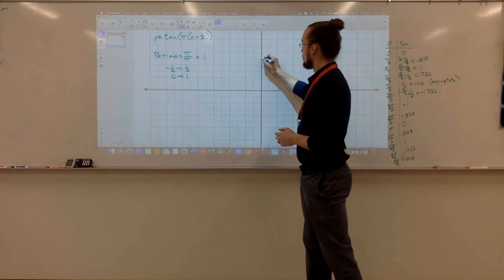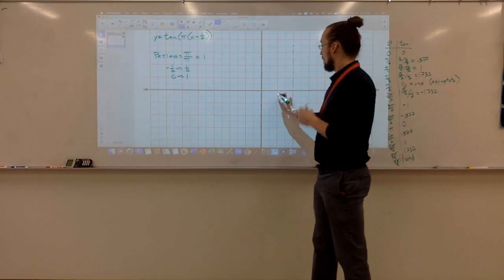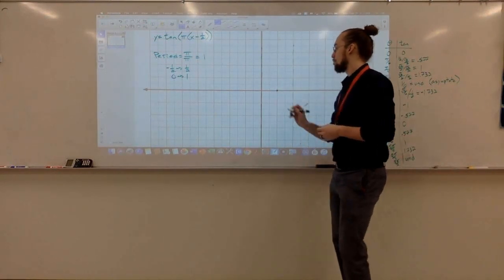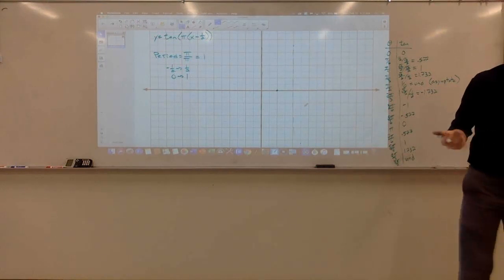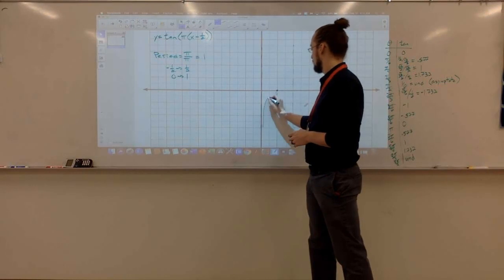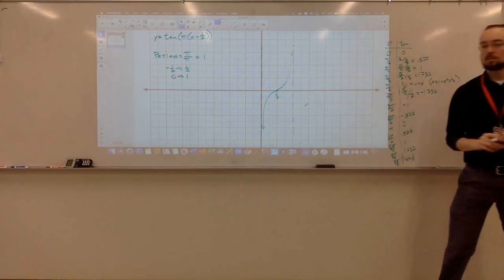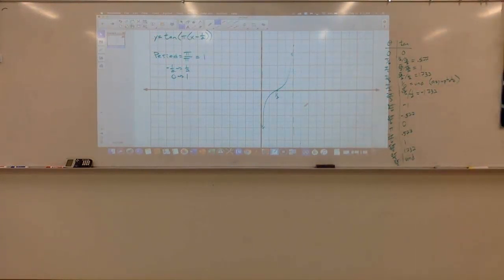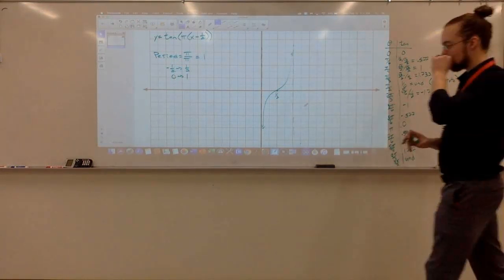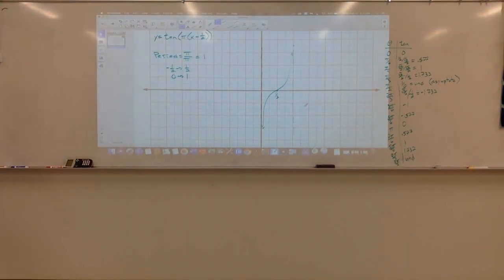So we sketch in some asymptotes, and then the x-intercept will be halfway in between. Halfway in between 0 and 1 is 1/2. And sketch one period of our tangent function. Questions on something like that?